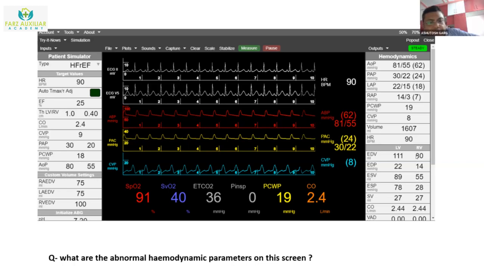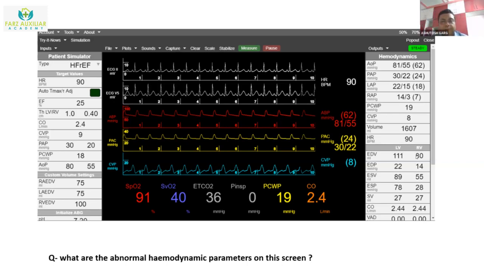Blood pressure is low. Another thing? Pulmonary capillary wedge pressure 19, sir. Greater than 18. So what does it signify? The patient is adequately filled.